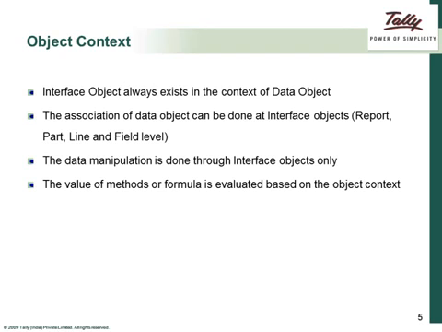As I'm repeating again, 90% of the time you do a connectivity at the line level, 8% of the time it's at the report level, the rest 2% is at the path level, and in the rarest of the rarest cases it would be at the field level. Any changes in the data object or the context can be done only through the interfaces that we have. Every formula or method you provide in your report will be evaluated based on the object context you have provided at your interfaces.